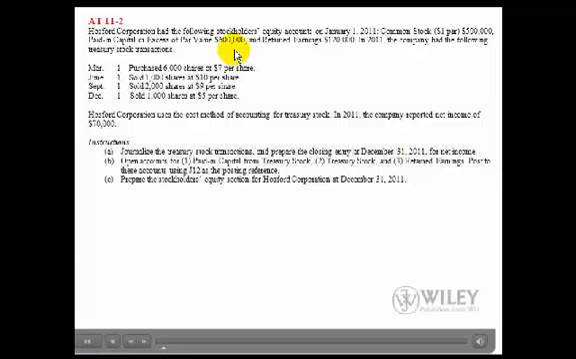Hossford Corporation had the following stockholders' equity accounts on January 1st, 2011. Common stock, dollar par, $500,000, paid in capital in excess of par value, $600,000, and retained earnings, $120,000. In 2011, the company had the following treasury stock transactions. We need to journalize the treasury stock transactions, open general ledger accounts, and then prepare the stockholders' equity section for Hossford Corporation at December 31st, 2011.